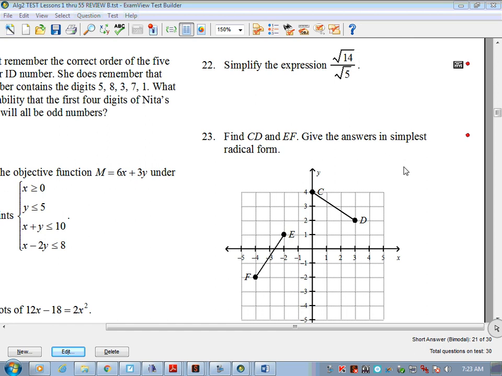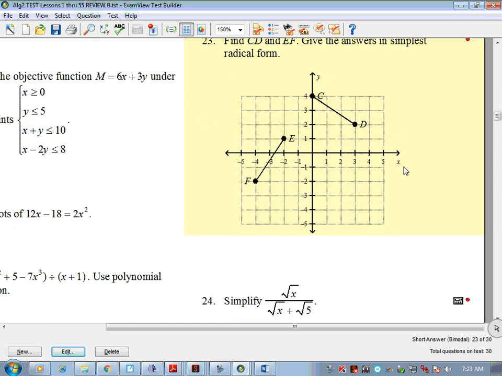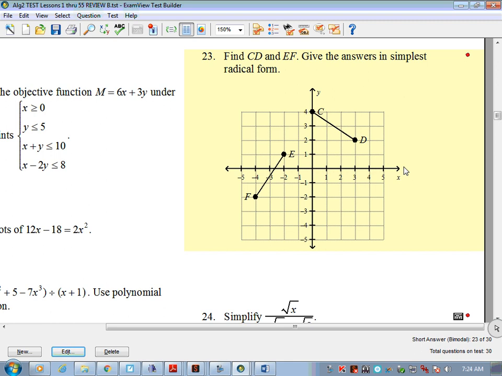Okay, number 23. Find CD and EF. Give the answers in simplified radical form. You have two methods for doing this. What they're asking for is the distances. And so one method is obviously get the coordinates. Here I've got 0, 4. I've got 3, 2. Over here I have -2, 1. And down here I have -4, -2.